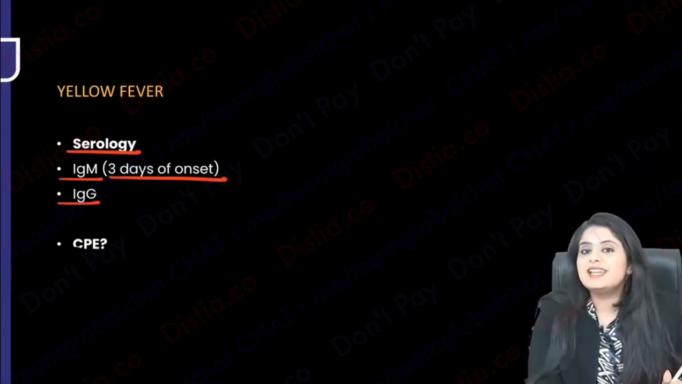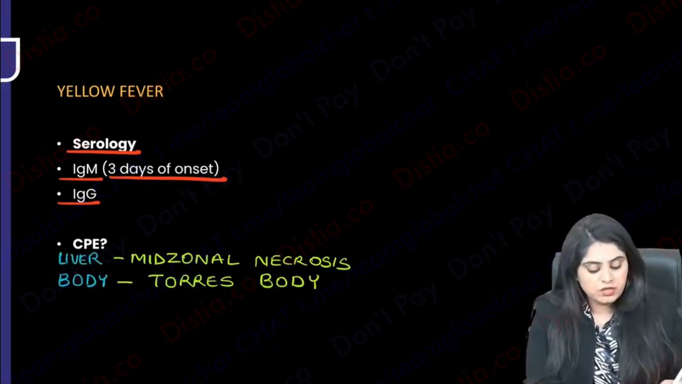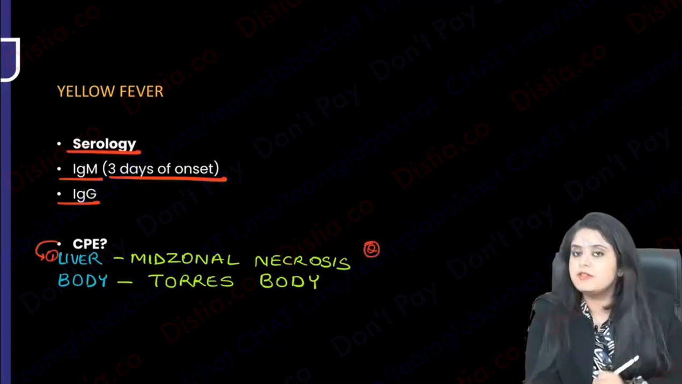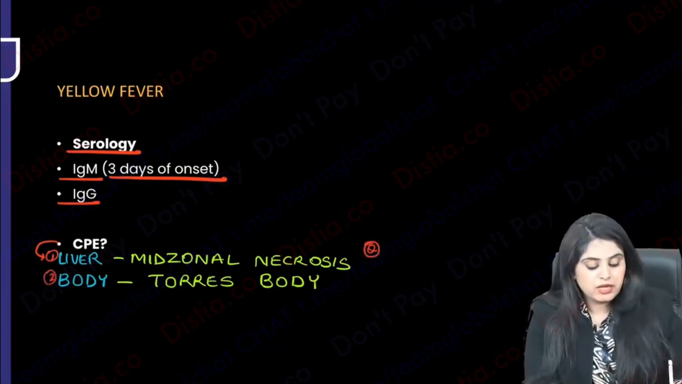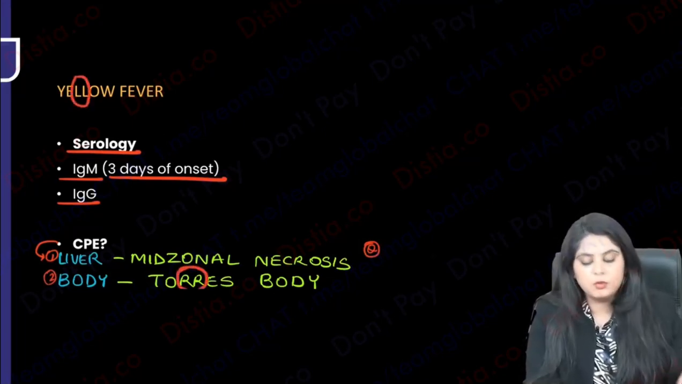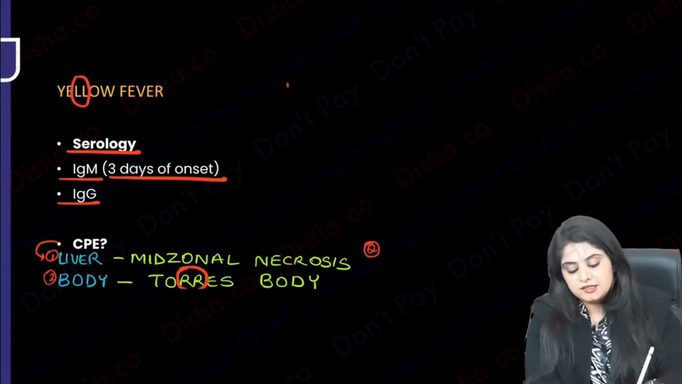Okay. Are there any bodies that I taught you way back in the first chapter? Yes, there is something called the Torres body. So note, in cytopathic effect, number 1, the liver shows you mid-zonal necrosis. Previous year question we have discussed. Second, it shows you, I made you learn it, that yellow fever shows you Torres bodies. All in the middle, that is how I will complete your mnemonic.